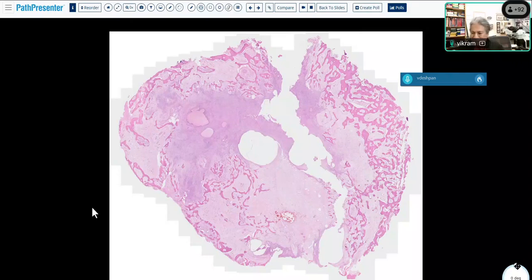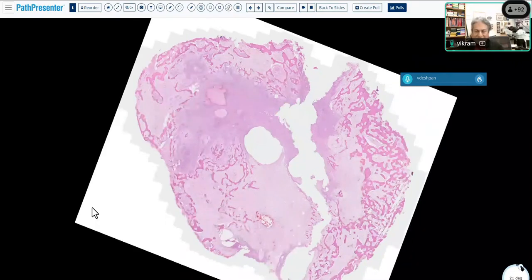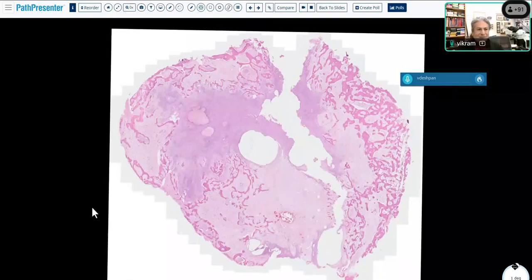Here's a phenomenal case, right? It's bone forming. I forget, what case number is this? Can someone remind me?